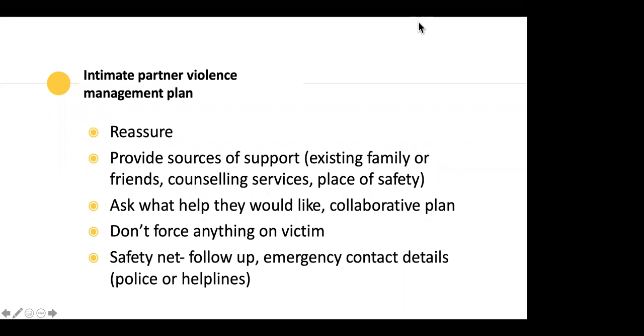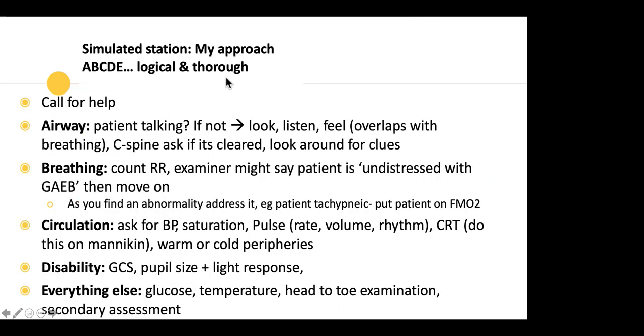And then finally, safety netting. Tell them that you'd like to schedule a follow-up because you want to know, is this woman okay? Yeah, so schedule that.